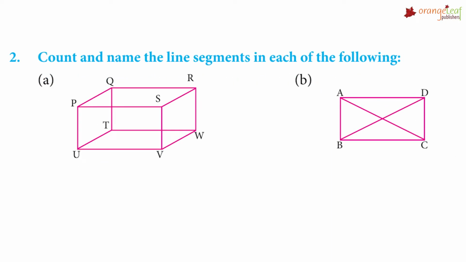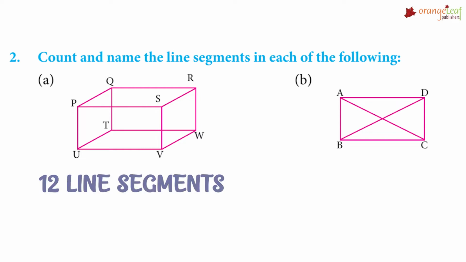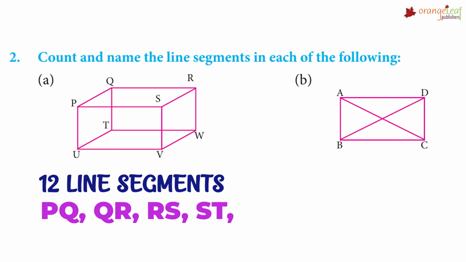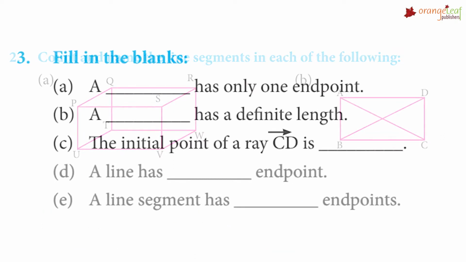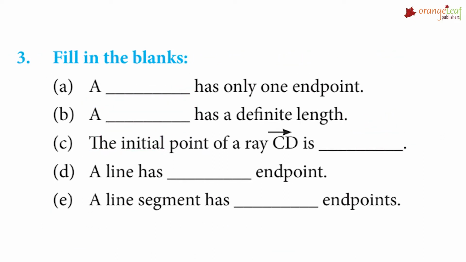This is a cuboid. We have 12 line segments. The names of the line segments are PQ, QR, RS, SP, TU, UV, VW, WT, PU, QT, SV, and RW. Now let's fill in the blanks. A ray has only one endpoint. We know that a ray has only one endpoint.